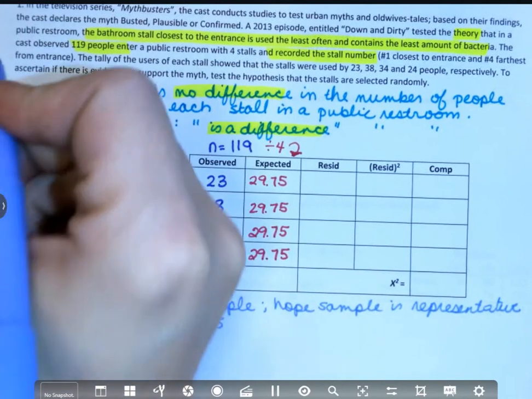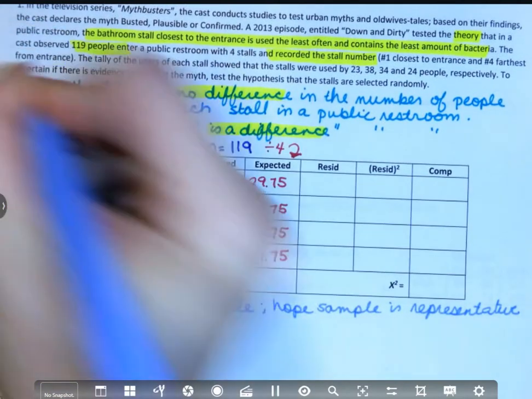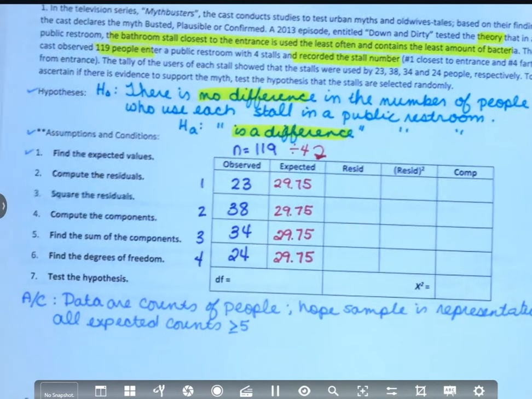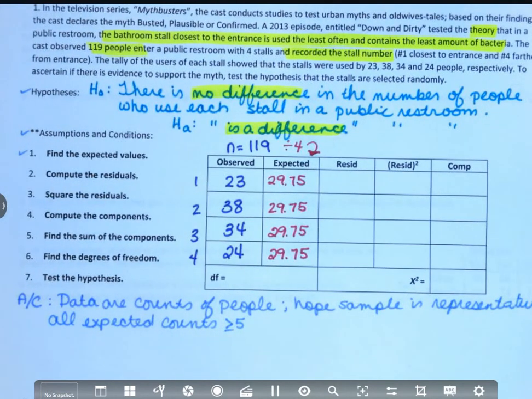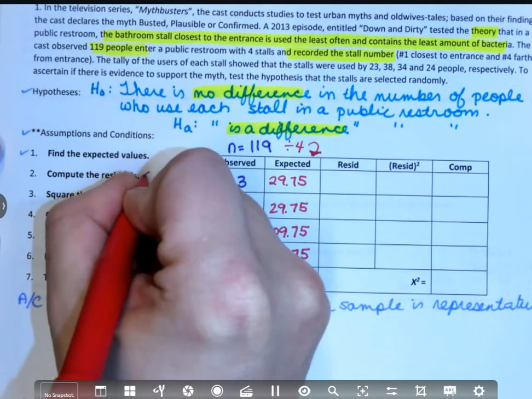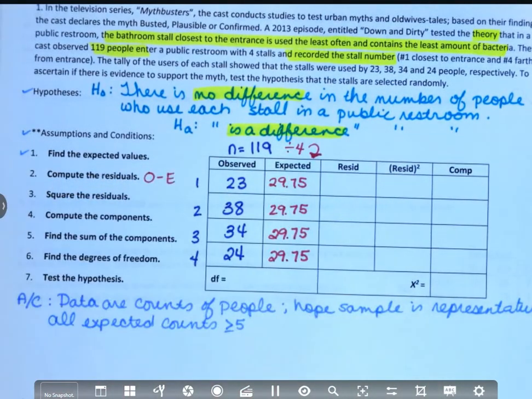Okay? So we've done our assumptions and conditions. We've done our hypothesis. We've found the expected counts. What do we do next? Find the residuals. How do I find a residual? Observed minus expected.